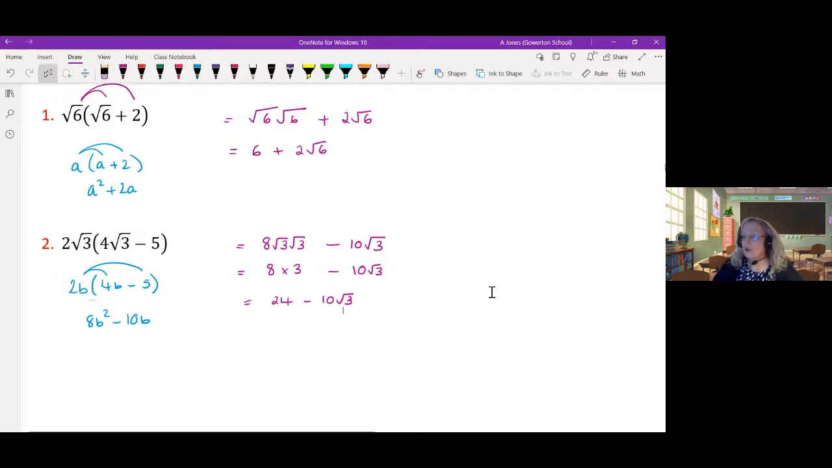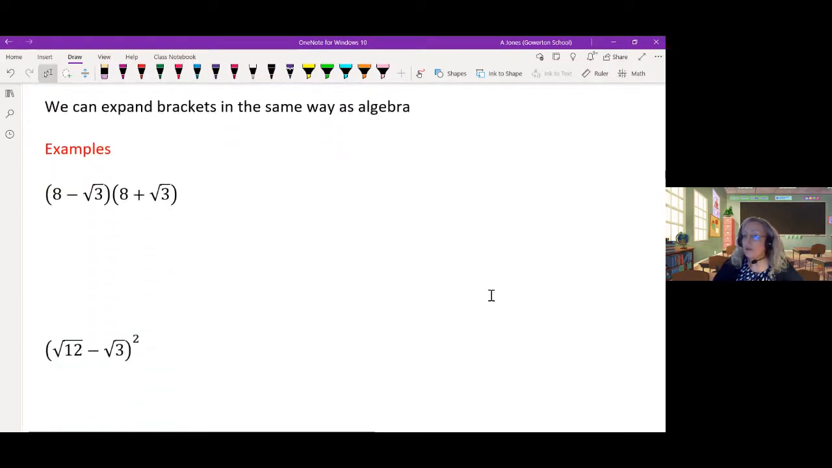Okay, so now what we're going to do is have a look at some more brackets. So I've got another couple of brackets here to expand. And again, I'm going to deal with these in the exact same way as algebra. If you can think about this in the same way as you would expand in algebra and then just look at what's happening with the numbers afterwards, that's usually a pretty good tactic to employ with these.